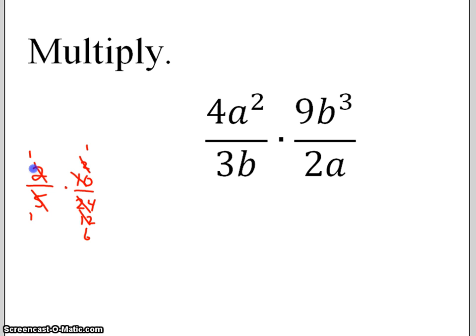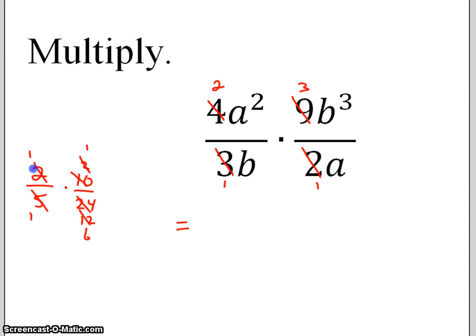You can do the exact same thing in these kinds of problems. So you look at the numerator, 4a squared, and then the other numerator, 9b cubed as well. And then you look at the denominator and see if there are common factors. Well, 4 and 2 have a common factor. Divide each one by 2, so 2 and 1. 3 and 9 have a common factor, 3. Divide each one by 3.